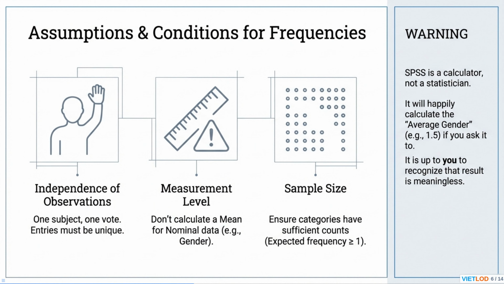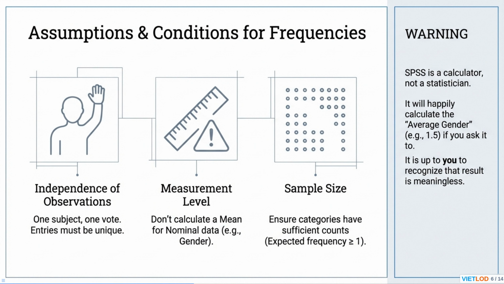Second, we must always respect the measurement level of our data. While SPSS is a powerful calculator, it is not a statistician. It will happily compute a mean for nominal data, such as an average gender of 1.5, but such a result is statistically meaningless and nonsensical. It's up to you, the researcher, to recognize these pitfalls.